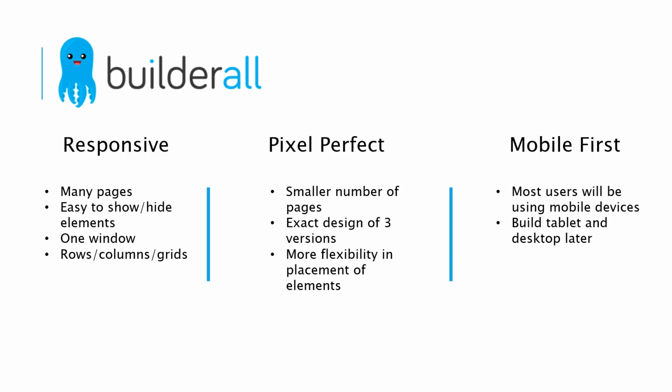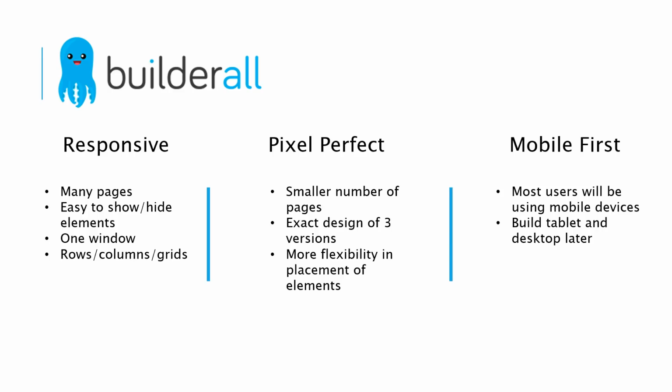The Pixel Perfect is perfect to use if you have a small number of pages, if you want to design the exact look of three different versions of your site, meaning the exact look of what you want the desktop to look like, the tablet to look like, and the mobile device to look like. You've got more flexibility in the placement of the elements because you can go across a large area and it's not blocked out in squares like the responsive.